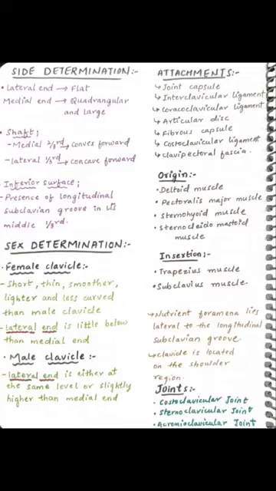The joints formed by the clavicle bone are costoclavicular joint, which is formed by the articulation of first rib with the clavicle, and the sternoclavicular joint, which is formed by the articulation of the manubrium sternum with the clavicle, and acromioclavicular joint, which is formed by the articulation of acromion process of scapula with the clavicle.